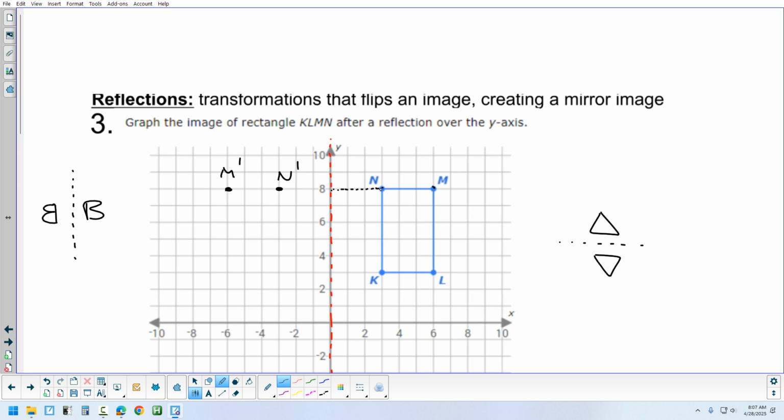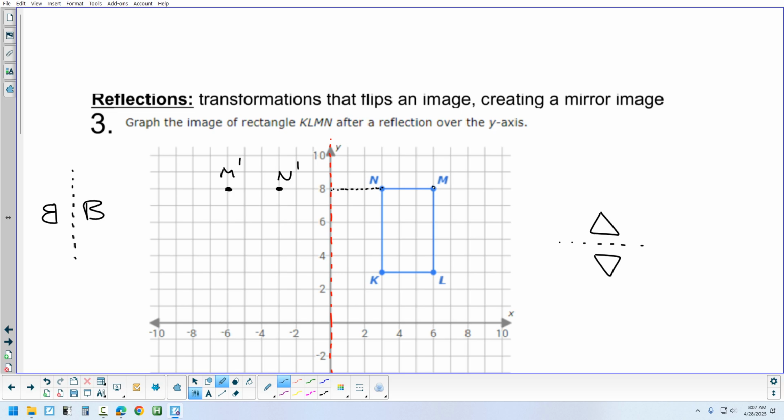So n goes to n prime, m goes over to m prime. If I switch the m prime and the n prime, would that be right? No. When you flip it, the m ends up to the left of the n. Okay, it has to be that way.